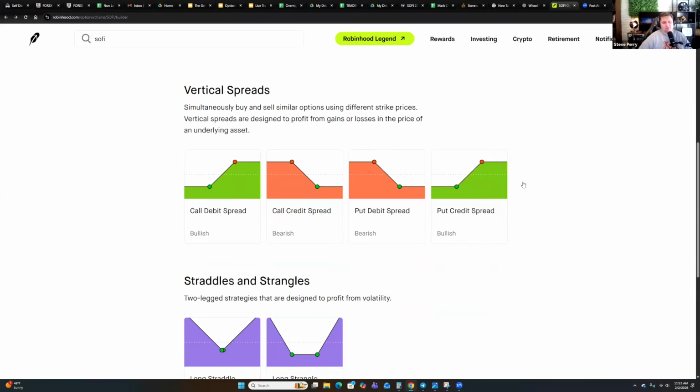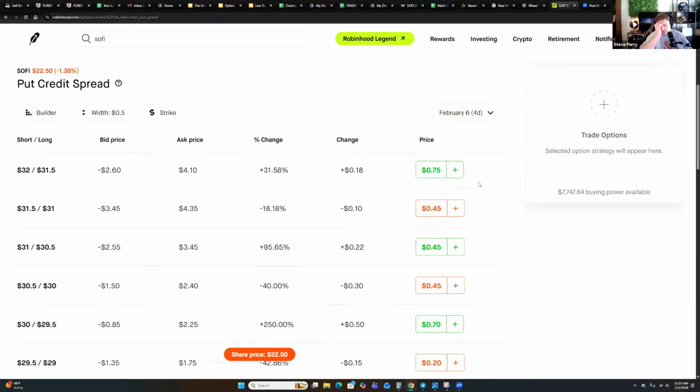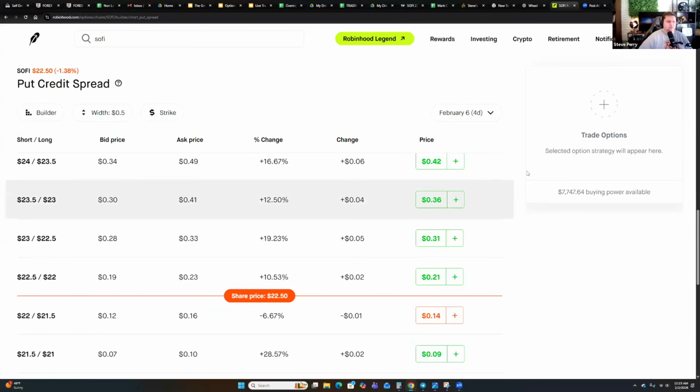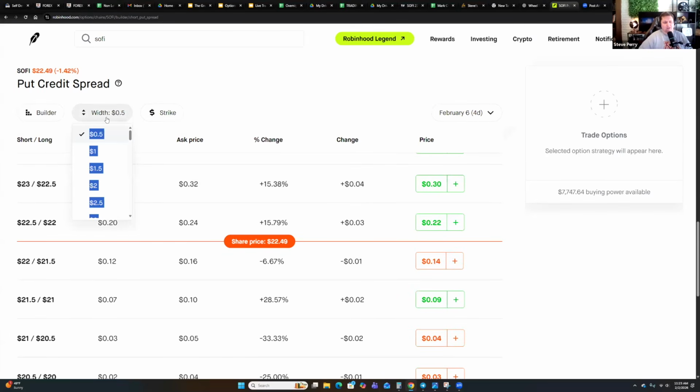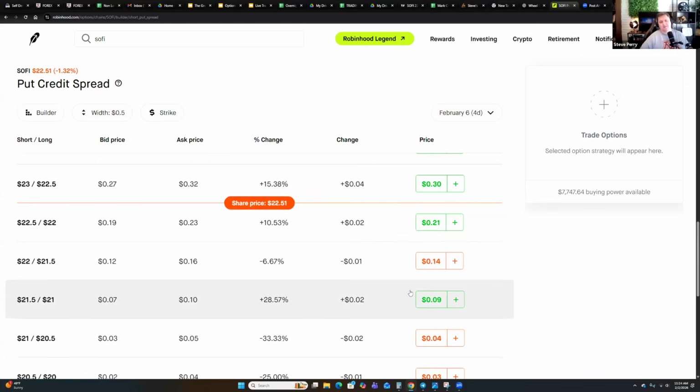But you could click on one of these, and I like to do these put credit spreads, especially if I'm bullish on a stock. Basically, what this will do is build out a spread for me. This is advanced stuff, but it builds out an opportunity for me to be bullish on a stock, where I sell one put and buy another put as insurance. And the idea is that as long as that option expires worthless, I get to keep the credit, which is super nice.